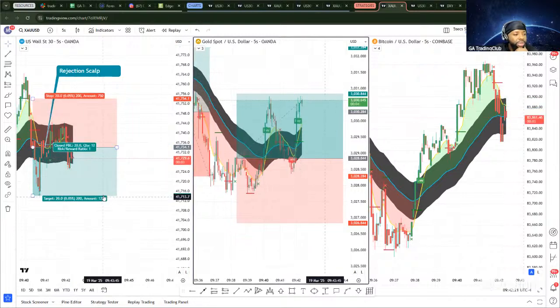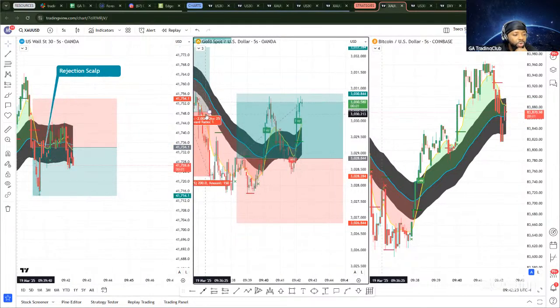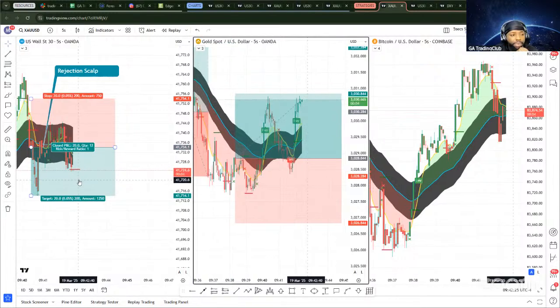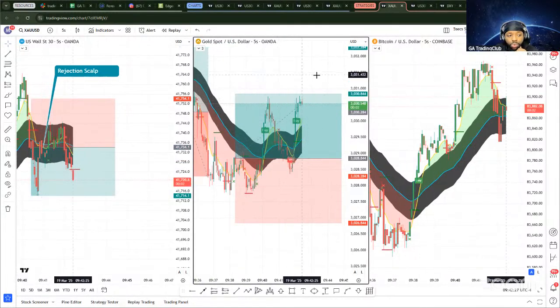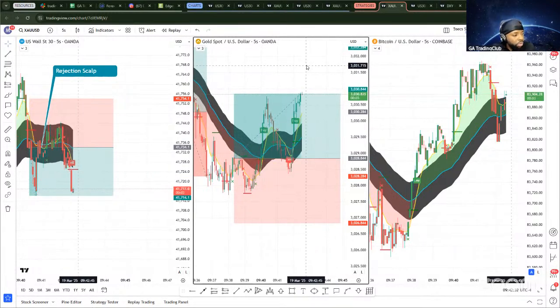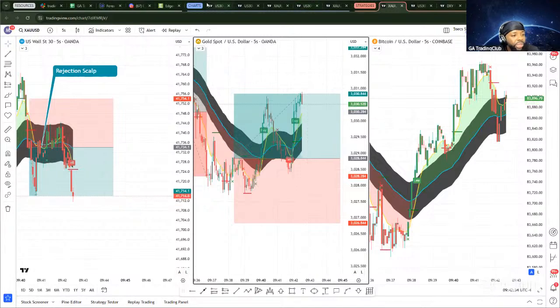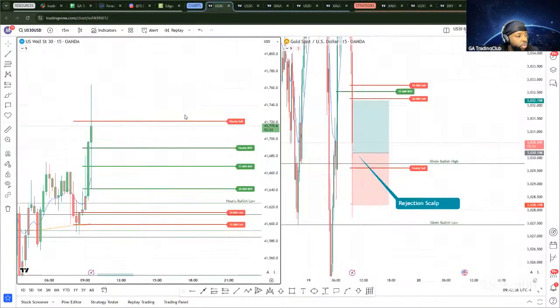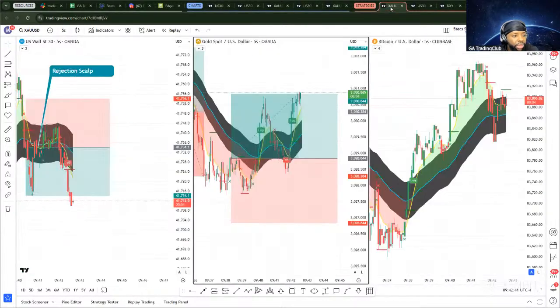So today we had so far one loss on gold, one win on US 30, which would bring us back to break even. If this gold one wins, which is about, yeah, so gold just hit full TP as well. So one net win today on the rejection scalps. So one loss, two wins. And let's see if we get another one. I don't think there'll be another one.